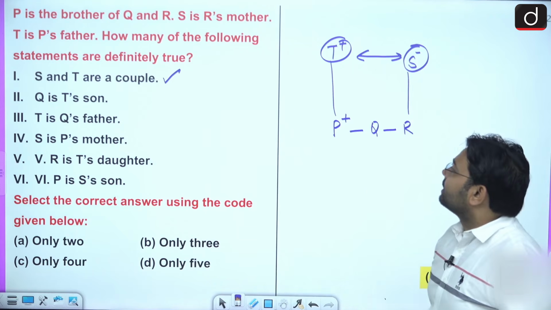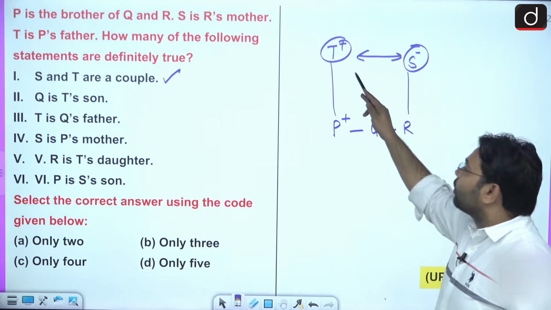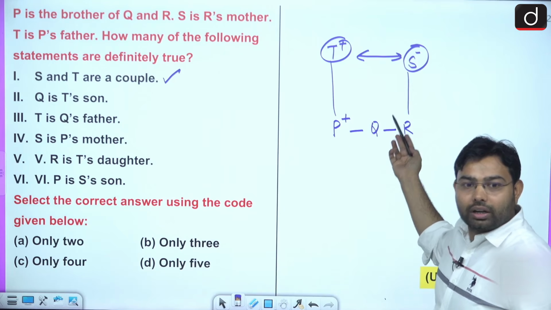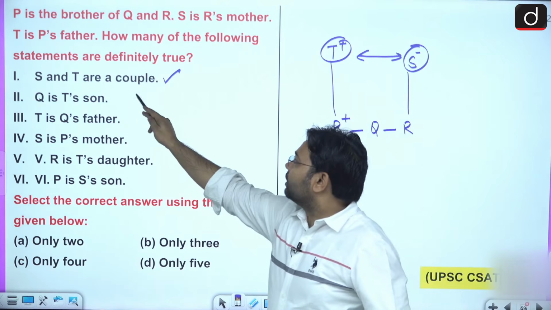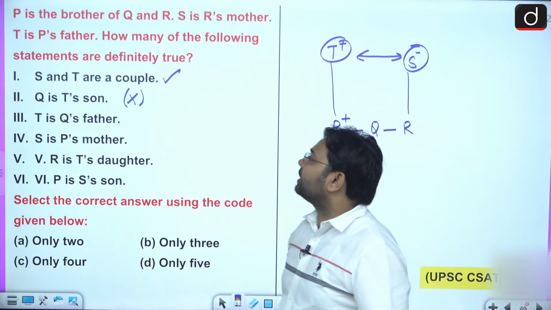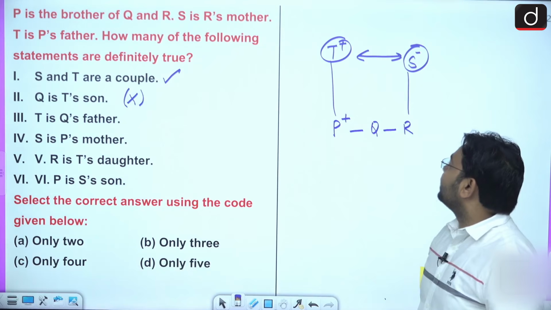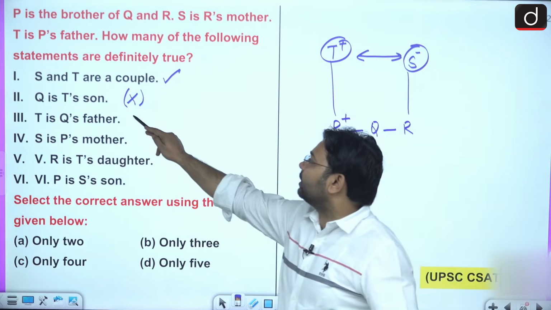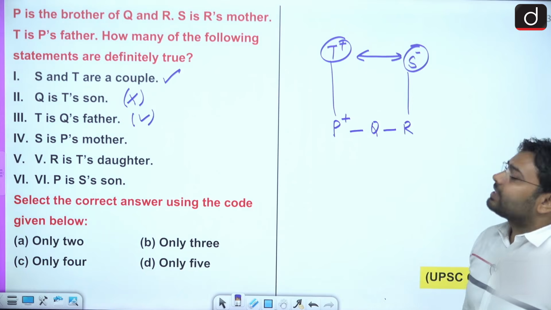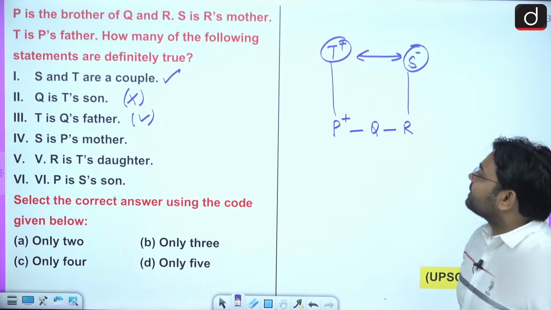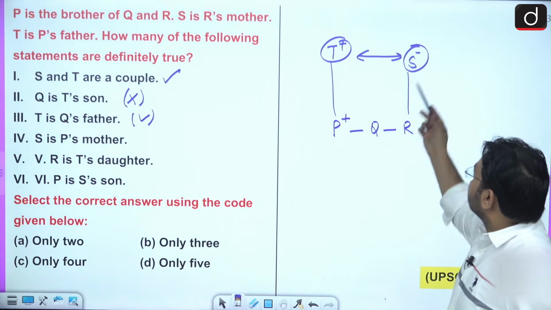Q is T's son, we are not sure. Q can be daughter, Q can be son, so we are not sure about this. Now T is Q's father, yes definitely, लड़की और लड़का पापा तो एक ही होगा. Done. S is P's mother, yes.